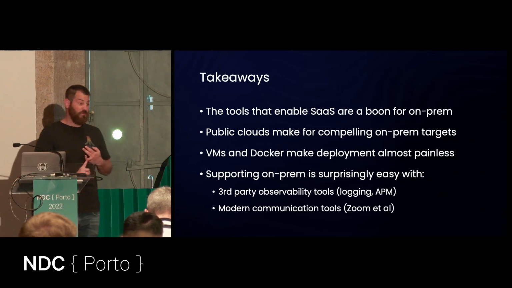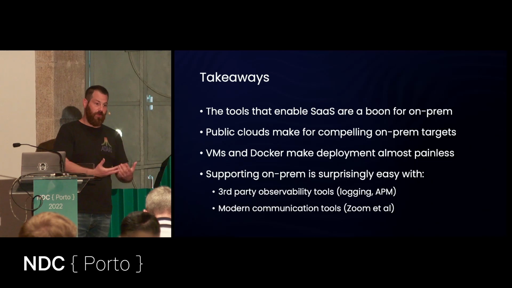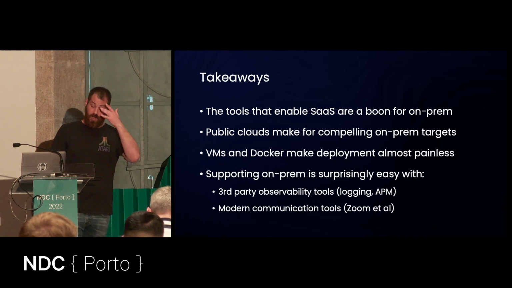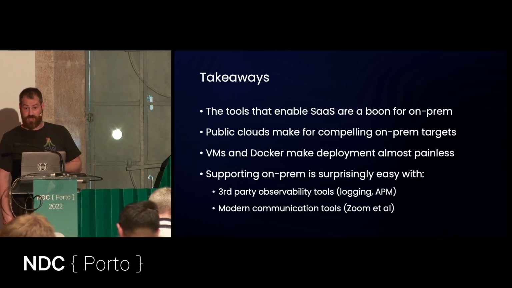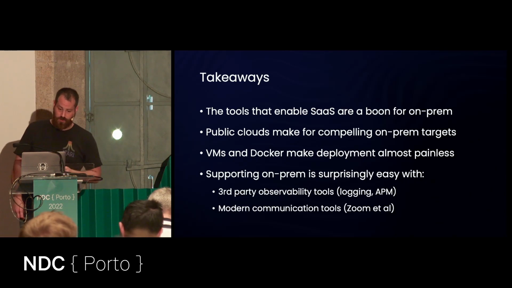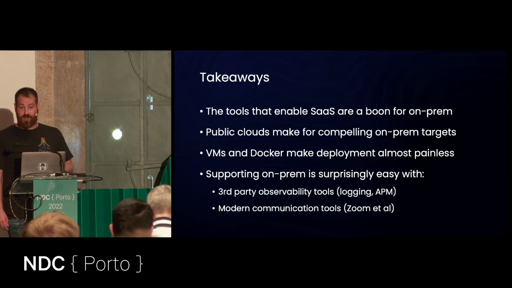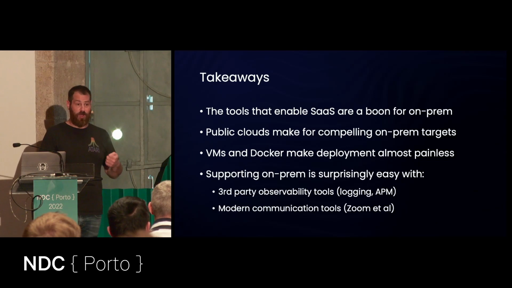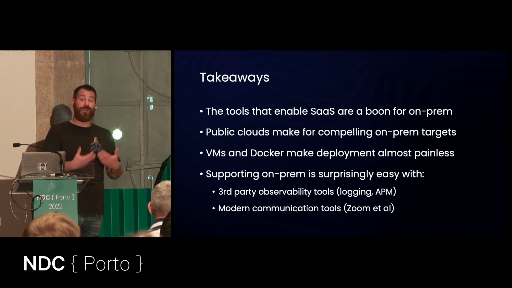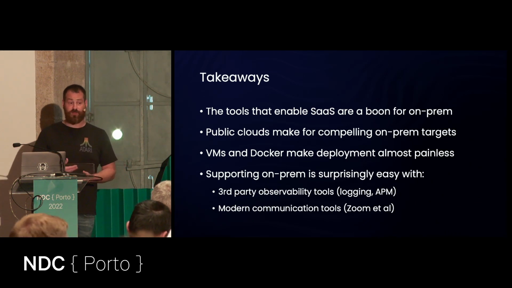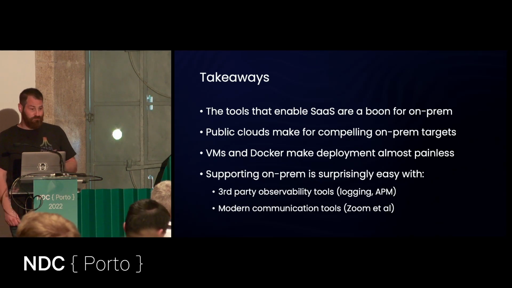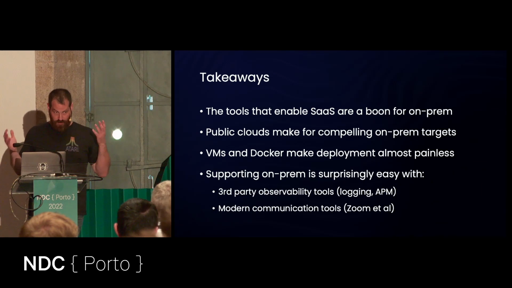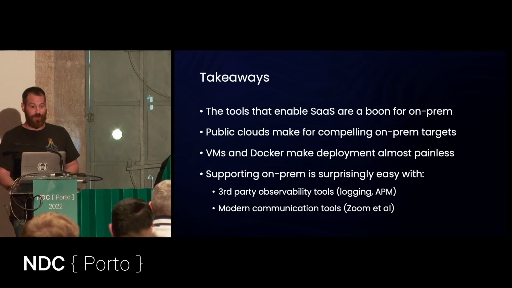Virtual machines and Docker really make the deployment element of it, the mechanics of deploying on-prem software, almost painless. And that I think was the most surprising thing to me compared to what I was used to. And supporting it is surprisingly easy, especially if you can use third-party observability tools. So if you can send logs to a centralized logging service, if you can send telemetry, if you're allowed to send telemetry back to your servers or even a third-party logging infrastructure, then that makes it a hell of a lot easier to support than you would have expected.